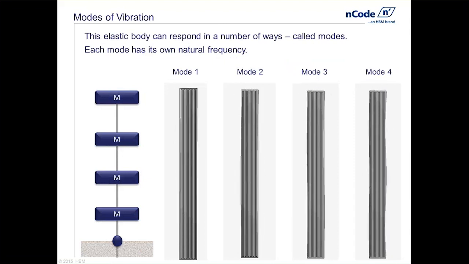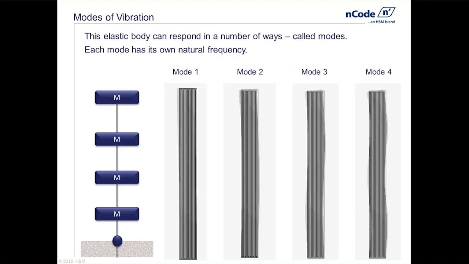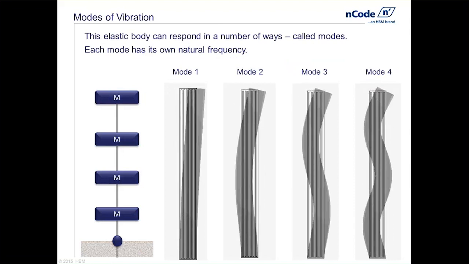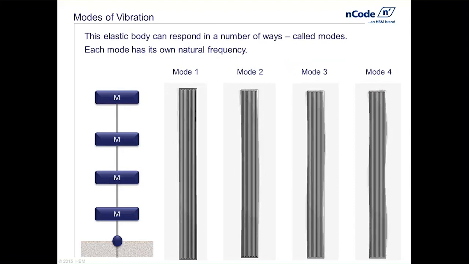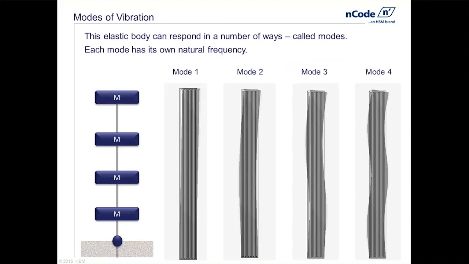All of the masses could, for example, move in phase with one another, and that might be mode shape 1. And some of the masses might begin to move in opposite directions, which might give us some of these higher order modes that we're seeing.